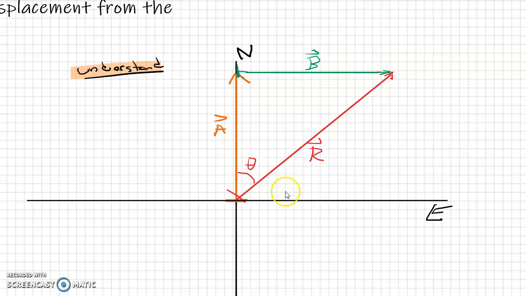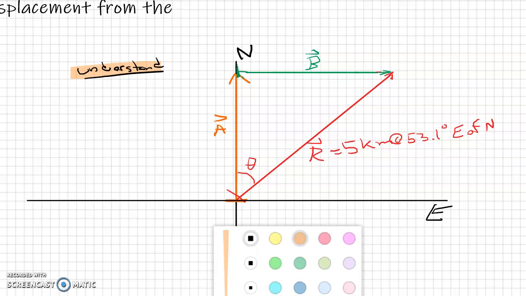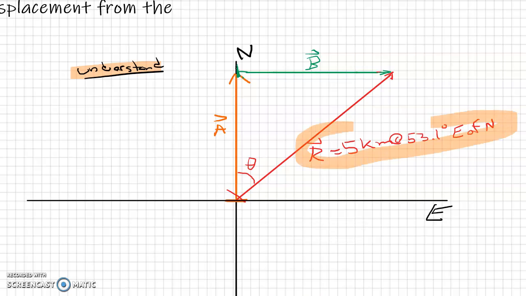So let's write our answer as a final answer. I did find the resultant vector had a magnitude of 5 kilometers, and it was at an angle of 53.1 degrees. And again, that's this angle here between the north and the vector. And so that's going to be east of north. And so this is what I expect to get when I add these two vectors together in a mathematical way.